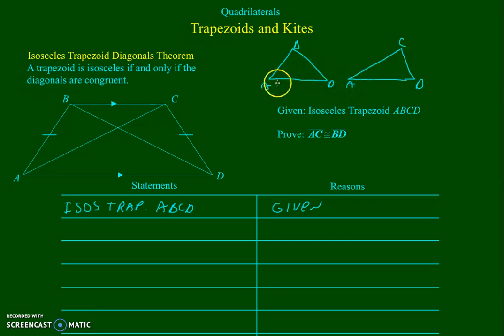Now, let's go ahead and work this. The first thing we want to do is to show that angle A, or angle BAD, so that's this angle, is congruent to CDA, which is this angle. And we know that because since this is an isosceles trapezoid, the base angles are congruent.